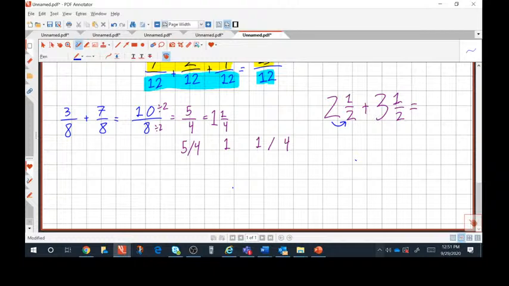Let's change these into improper fractions. 2 times 2 is 4, plus 1 is 5, so 2.5 is the same as 5/2. 3 times 2 is 6, plus 1 is 7, so it's plus 7/2. 5/2 plus 7/2, 8, 9, 10, 11, 12, that's 12/2. But guys, 12/2 is the same thing as 12 divided by 2. What is half of 12? Let's talk it out.